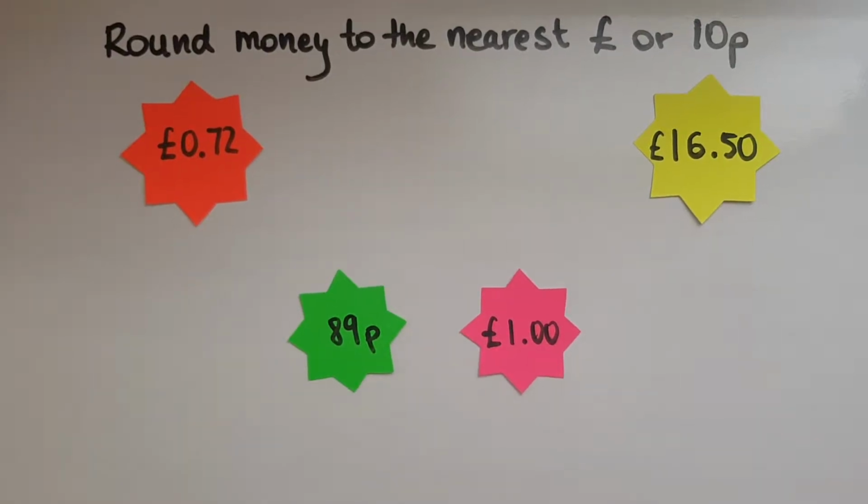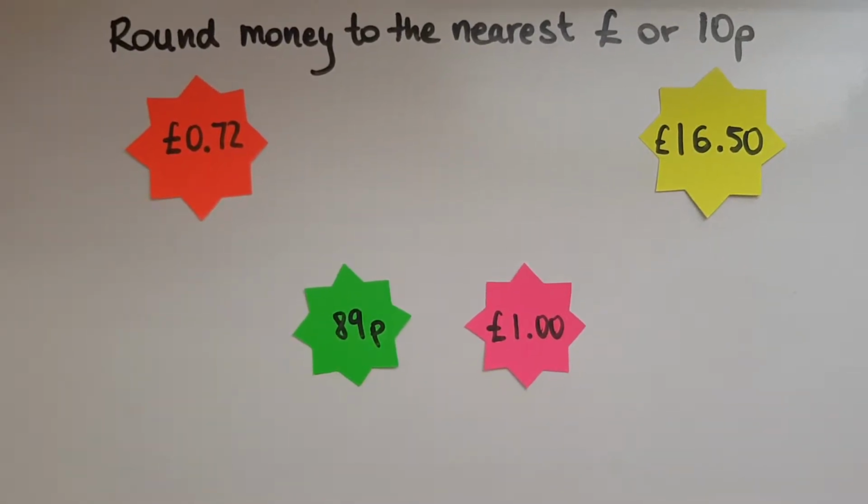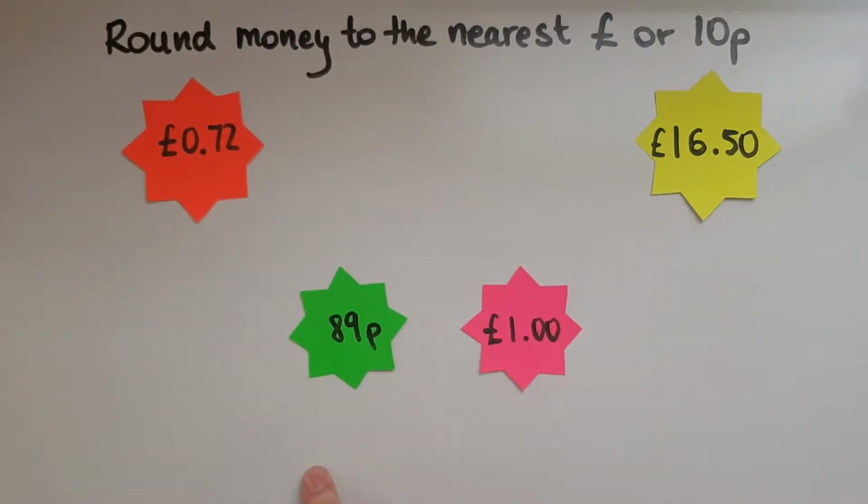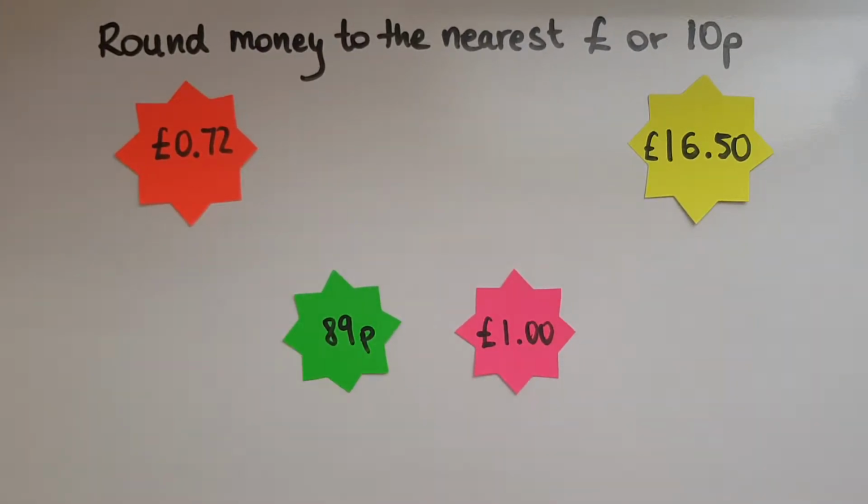In this video, we'll learn to round money to the nearest pound or 10 pence. I've got four different amounts, price stars with amounts on. And what I'll do is I'll round them to the nearest pound and 10 pence as well.